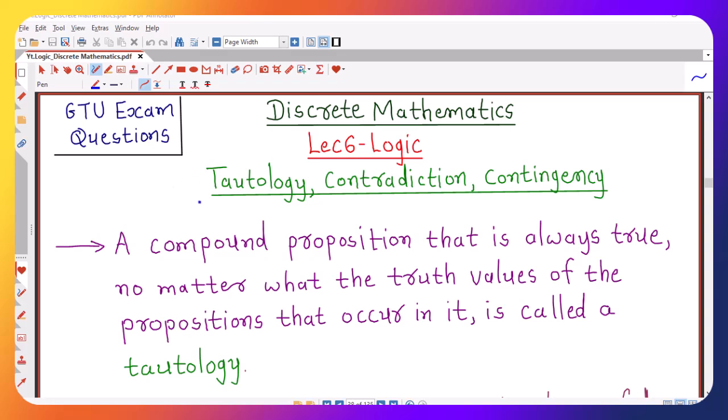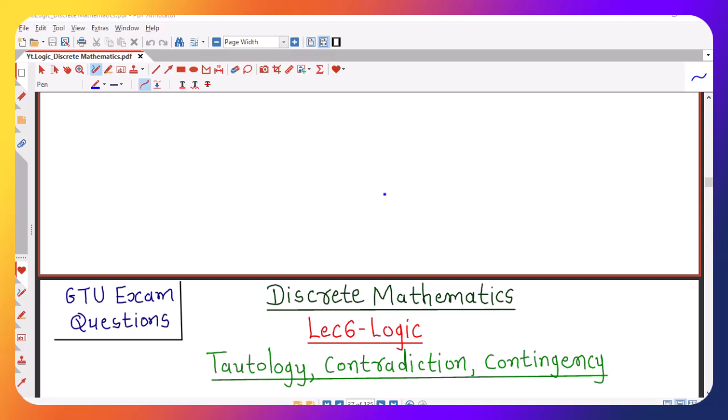In this lecture, we are going to understand these three definitions: tautology, contradiction and contingency. These are special types of compound propositions which satisfy certain criteria or conditions. Now we are familiar with the meaning of compound proposition. If we have a proposition that is obtained by using logical connectives or logical operators, then that proposition is called a compound proposition.